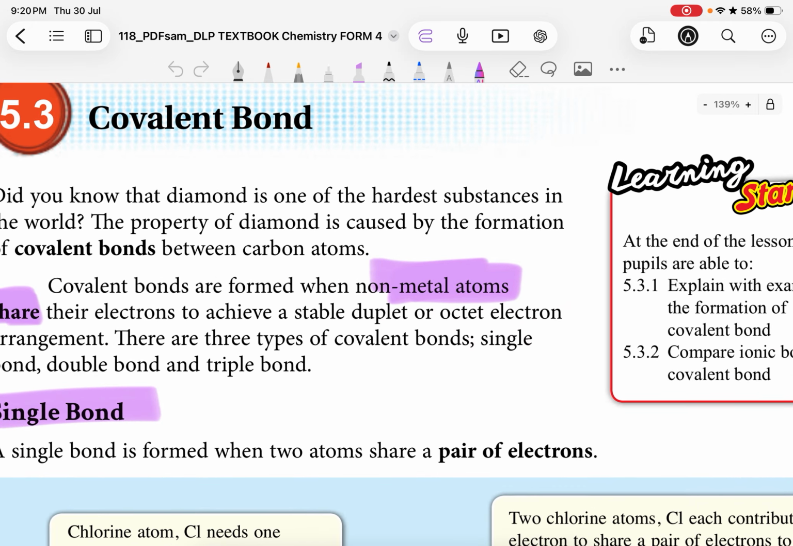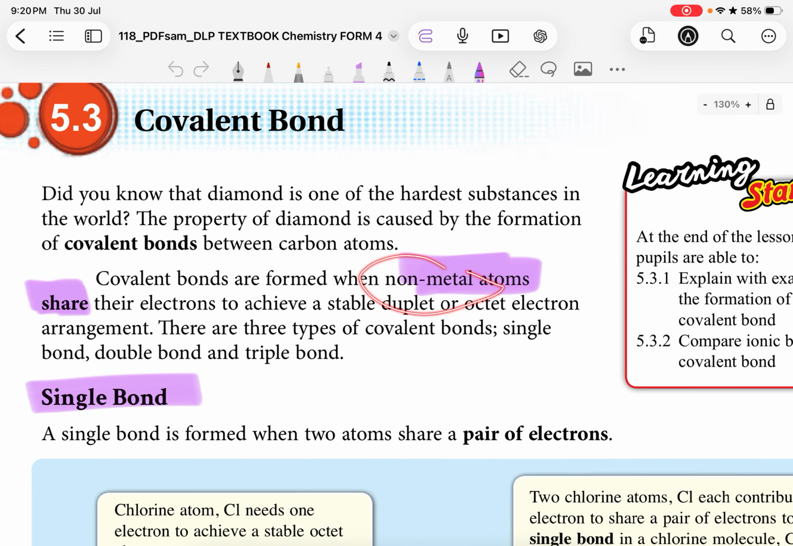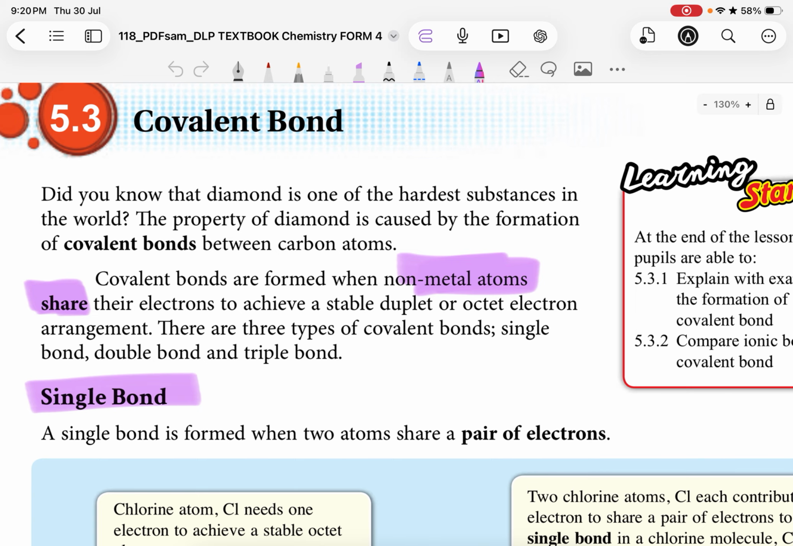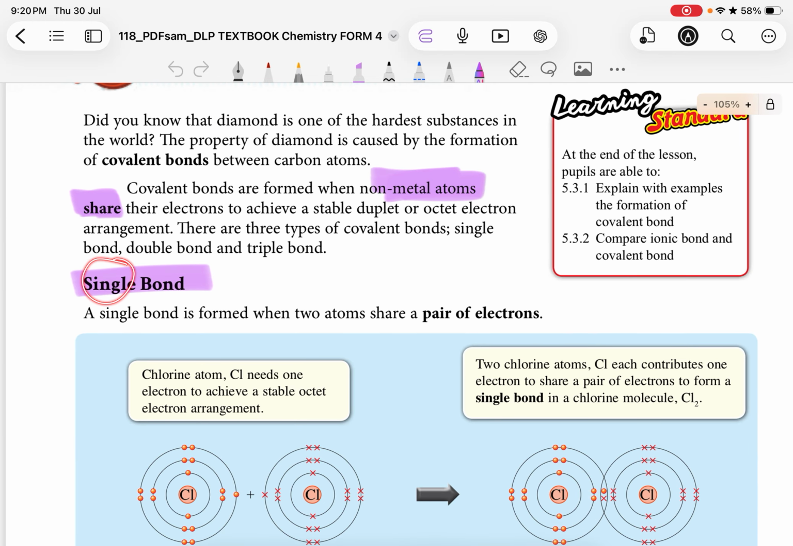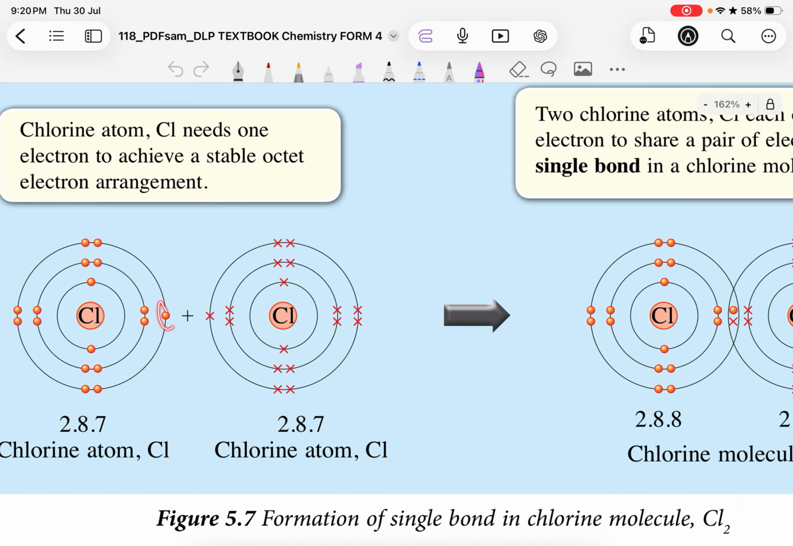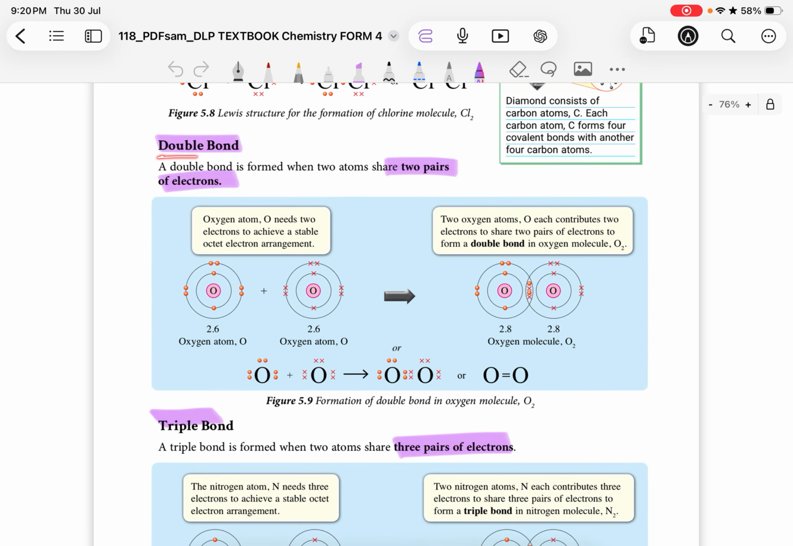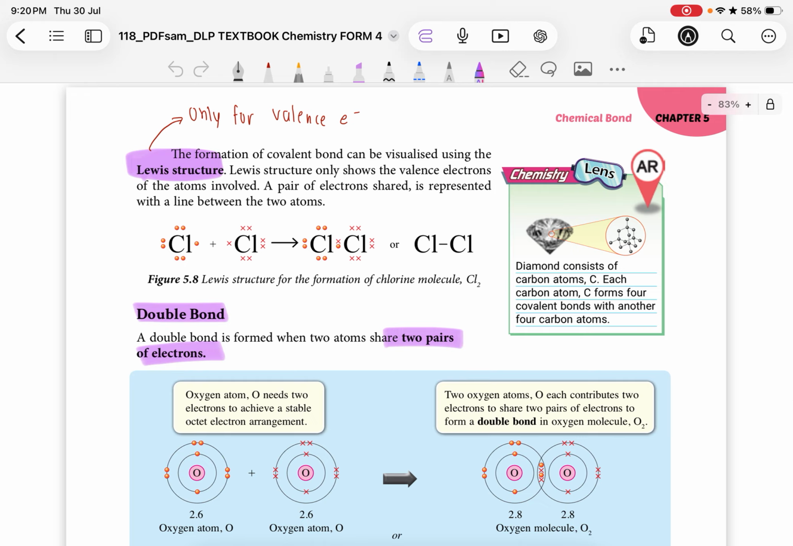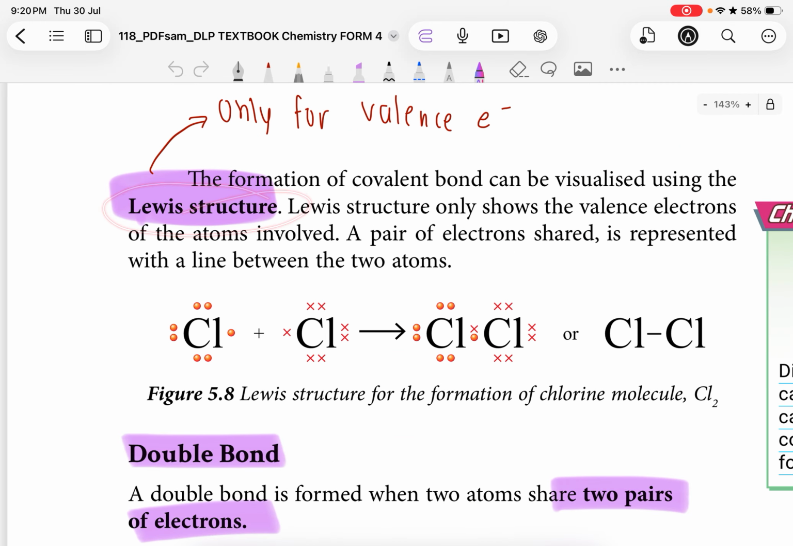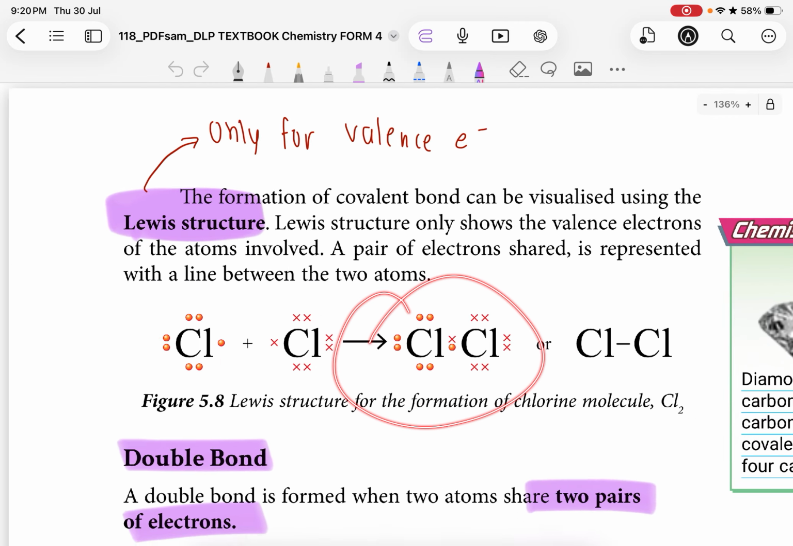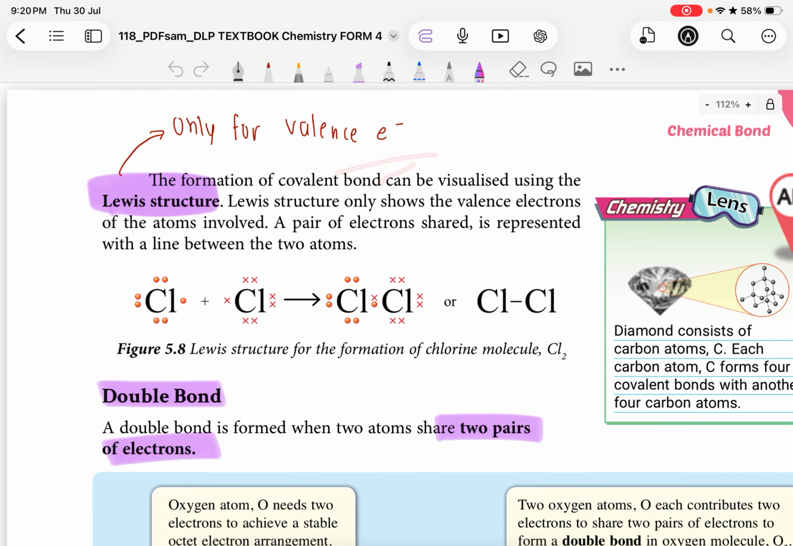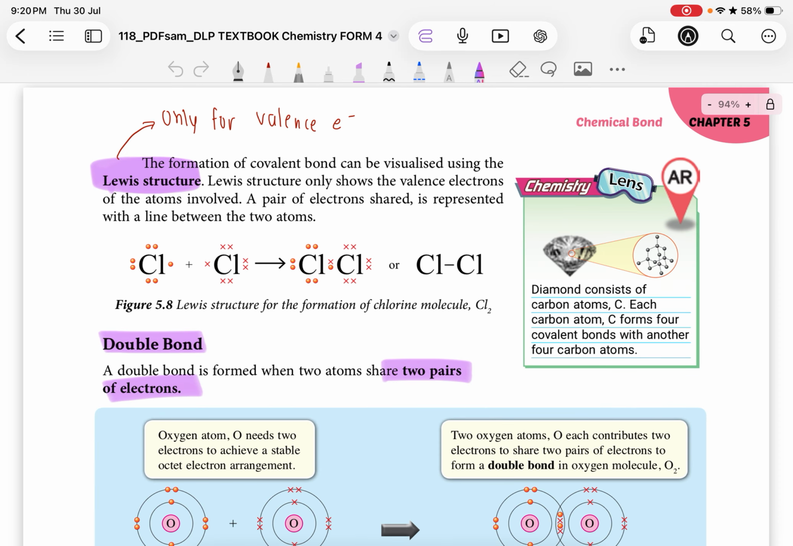For covalent bond, it involves non-metals. So non-metal atoms share their electrons. Remember, covalent is to share. A single bond is a pair, so it has 2 electrons to share. The same goes for a double bond, which is 2 pairs, and a triple bond, which has 3 pairs. Usually people will draw using the Lewis structure. It only involves the valence electrons, so you don't need to draw from the first shell.